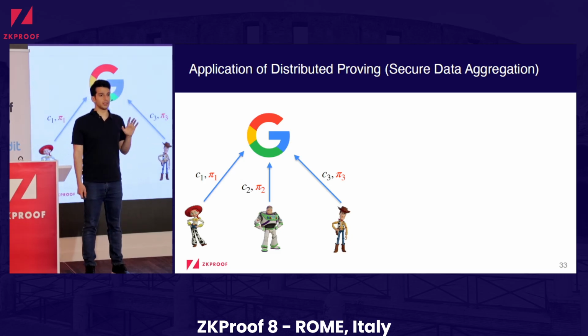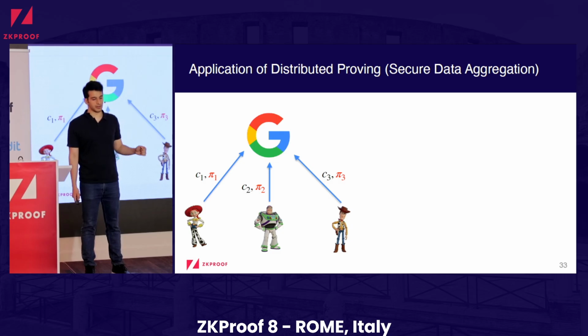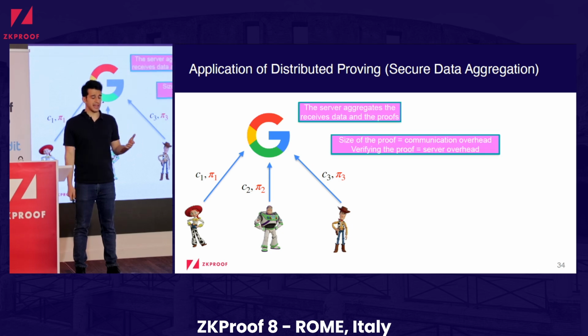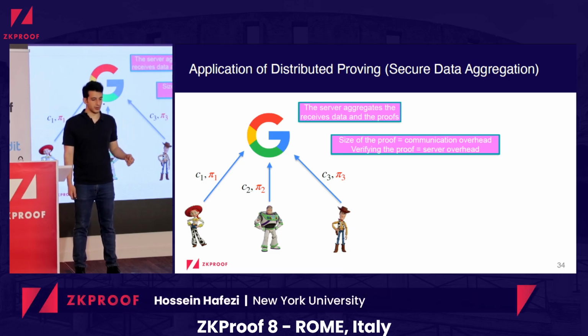So one model of secure aggregation is that every client would basically encrypt their data and send the encrypted data along with a proof of correctness to Google. And then Google would basically aggregate all these proofs. And here, again, if we use a linear size PCD, the size of these proofs will dominate client-to-server communication. And then verifying these proofs will also be quite expensive for the main server.